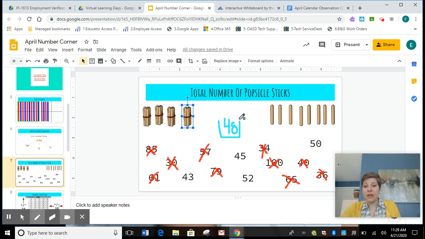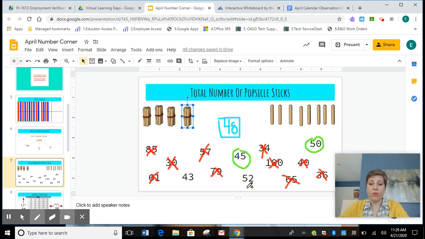Now, when we're estimating, we're not necessarily looking for the exact amount. We're trying to think and get as close as we can. Right now, do you see any estimates that were close to 48? Well, 50 was really close. 50 was only 2 away. That was a really solid estimate. And that's the same with 45. 45 was only 3 less. It was a really close estimate.